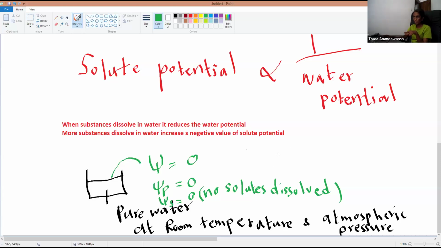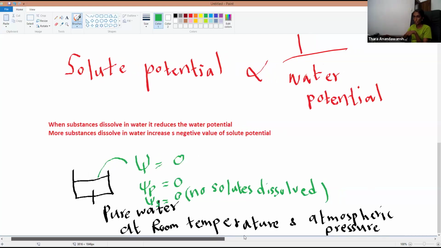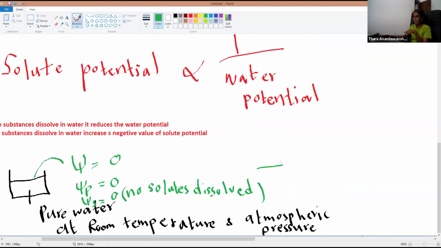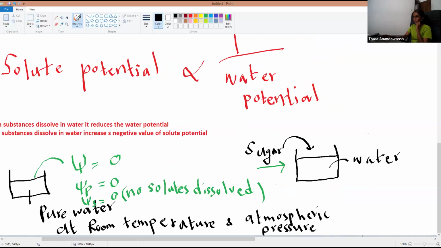Draw and finish, then I'll draw the second container here. I don't have space to draw. Are you done? I'm drawing the second container here. In the second container, you will be dissolving sugar in water. Pure water, the previous one, that you will be dissolving this in. Got it?